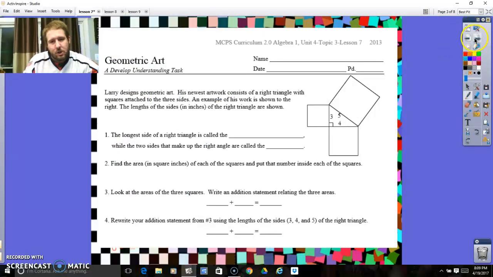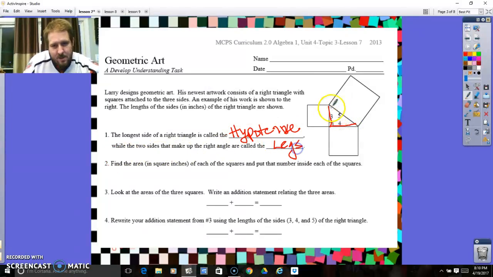All right, so we're going to do Pythagorean Theorem today. The longest side of a right triangle is called the hypotenuse. And the two sides that make up that are called the legs. So in this diagram, there's the hypotenuse and there's the two legs.